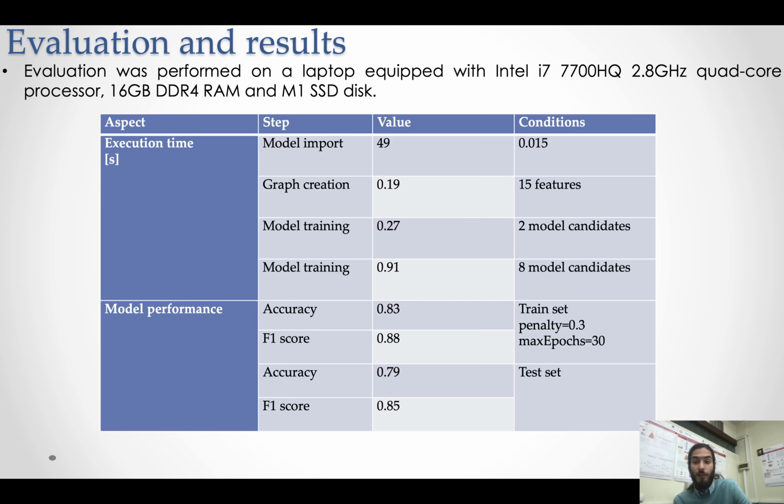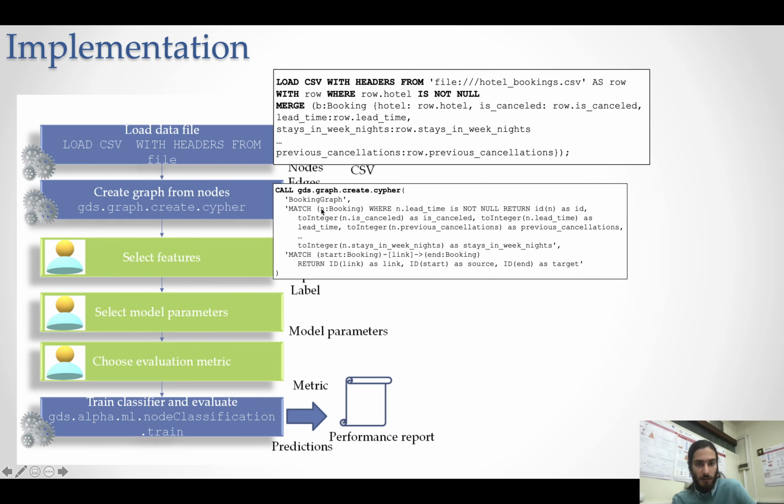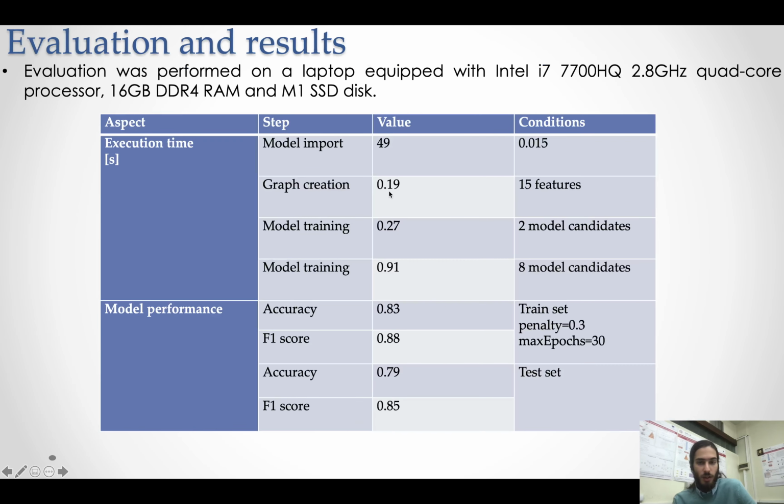With respect to different number of candidate models, it is noticeable that model import lasts the most, like 49 seconds. It is quite expected as the number of records within the CSV file is more than 10,000. So this is actually the execution time for this query. On the other side, graph creation is this query and it lasts about 0.19 seconds.